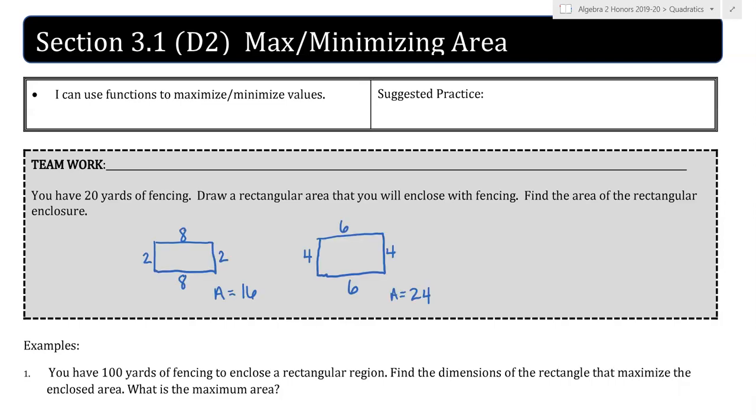If you look at what I've done here, it asks you to draw a rectangle and you had 20 yards of fencing. So that would indicate perimeter. I only asked you to do one, but I drew two different rectangles with a perimeter of 20. And what I want you to notice is that the areas were different. So one of the applications that we're going to do today is maximizing or minimizing something, one of which is maximizing the area.